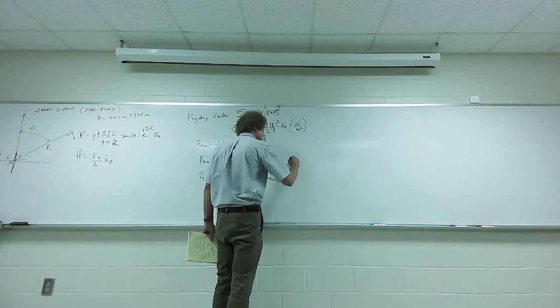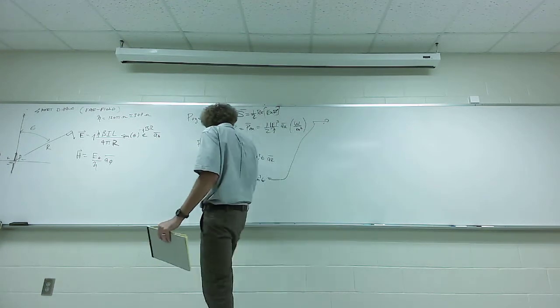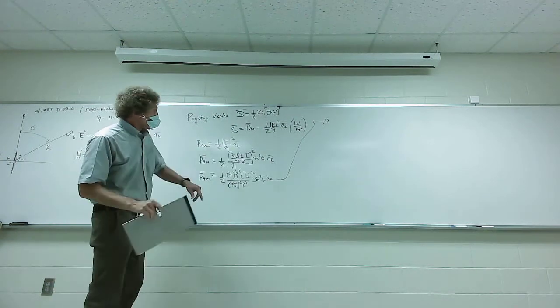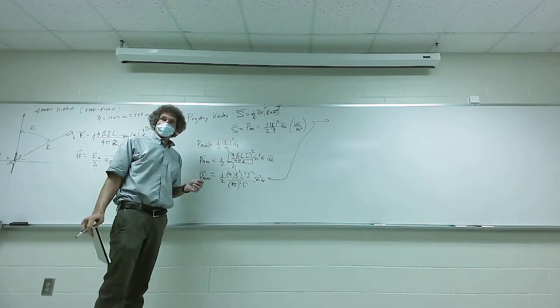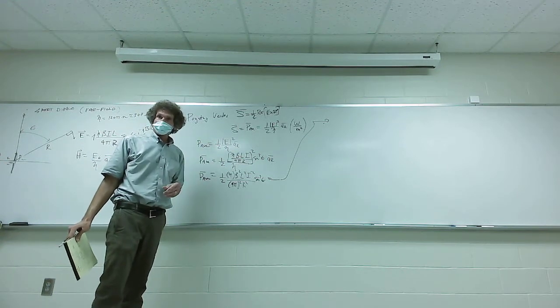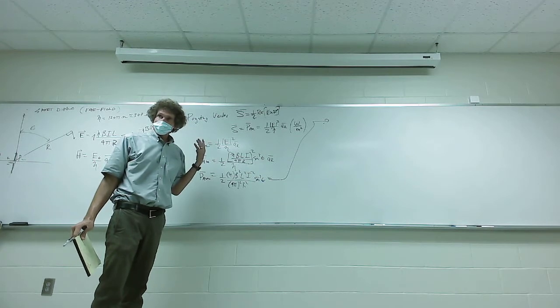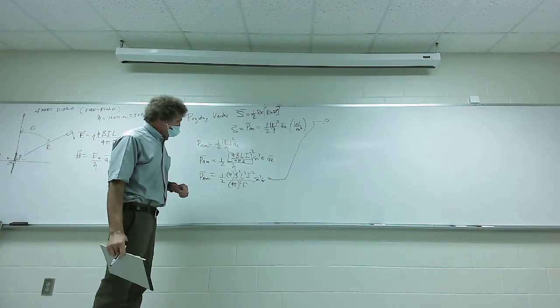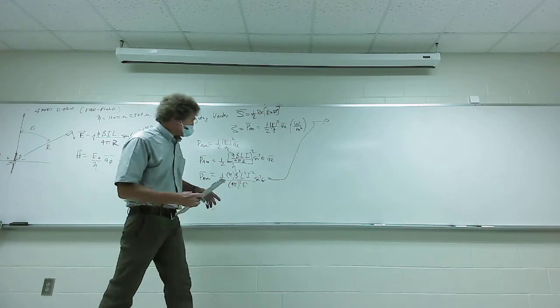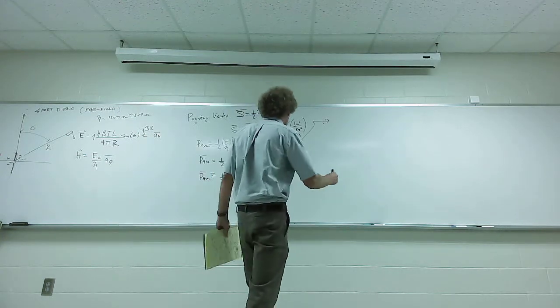How did you get the sine squared? Oh, I see. Because the E field varies as sine, you square it, you get a sine squared. That's it. Or if you want to do E cross H conjugate, both E and H vary as sine theta, you get a sine squared.